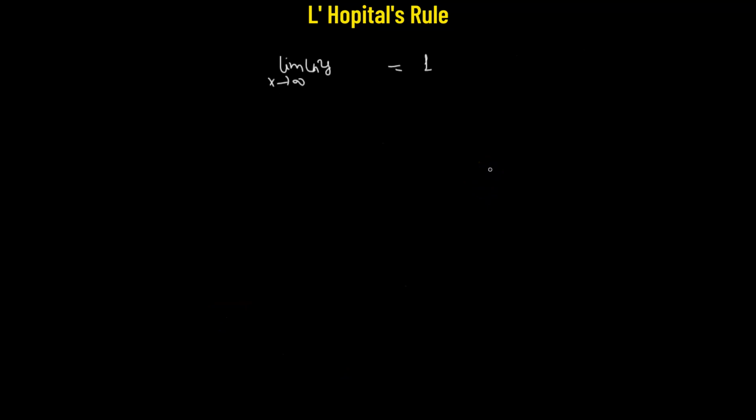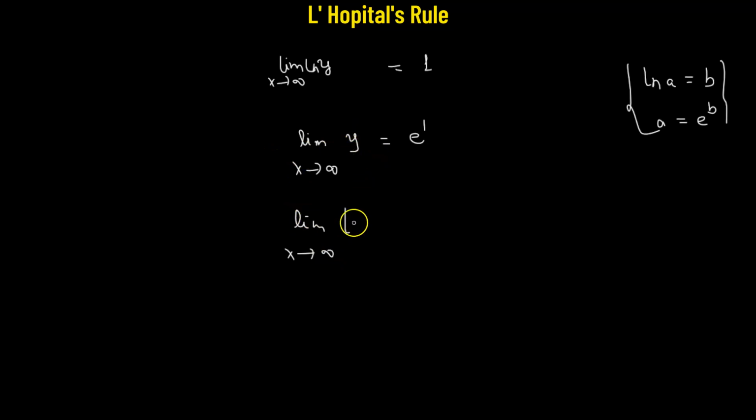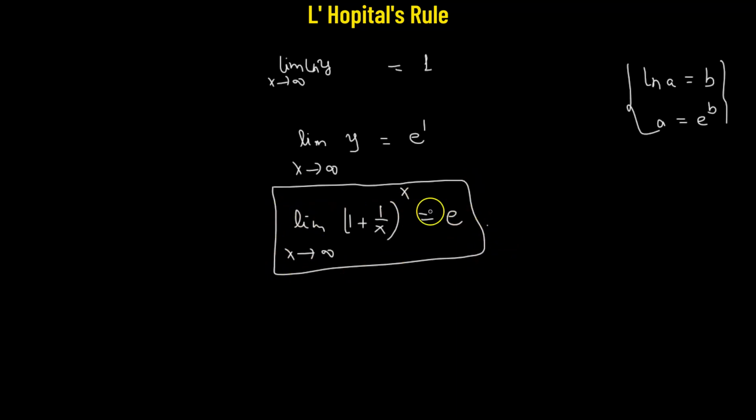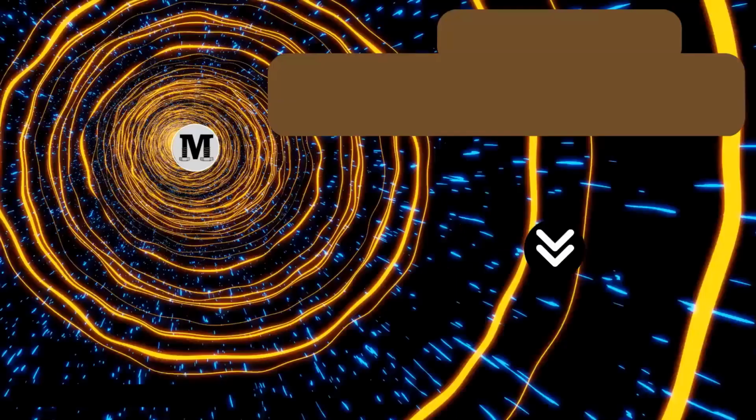We took the natural log, so we need to get rid of the natural log. Using the definition, the limit of y as x approaches infinity will be e raised to the power of 1. If we have natural log of a equals b, then a is simply equal to e raised to the power of b. This is the definition we have used here. Now what was y? We let y equal (1 + 1/x) raised to the power of x. And the limiting value of this particular function is e. So this is the limiting value.